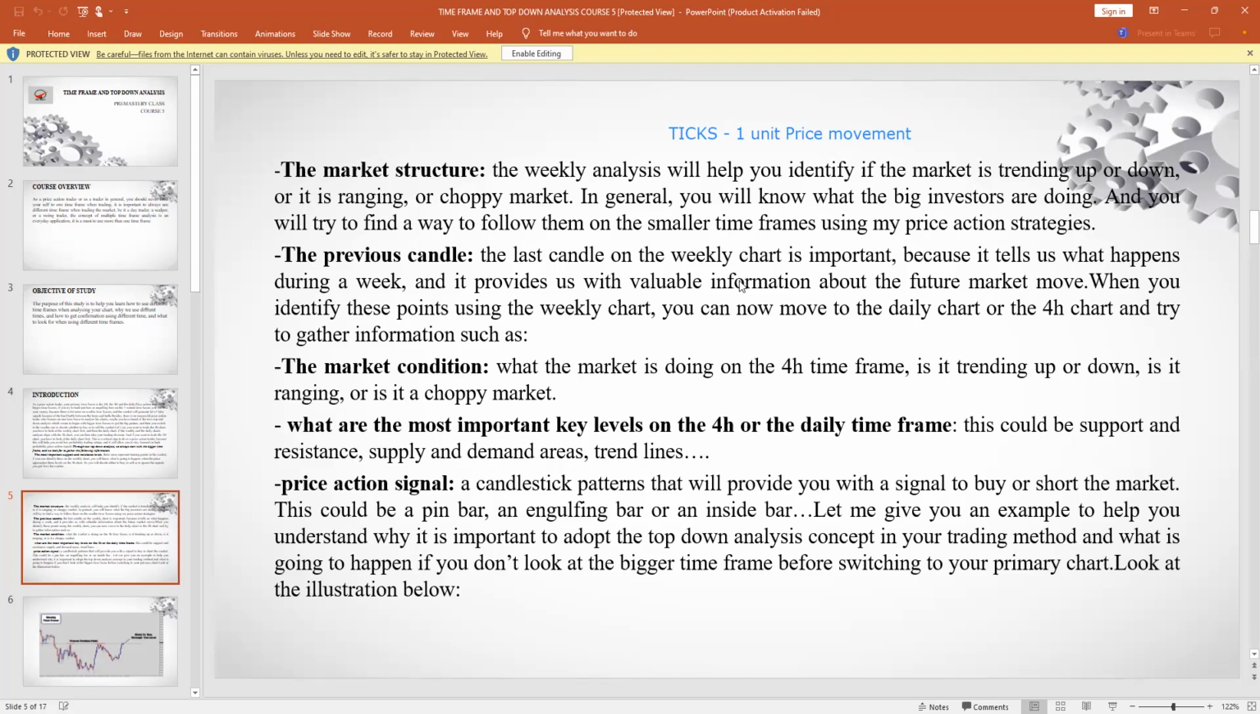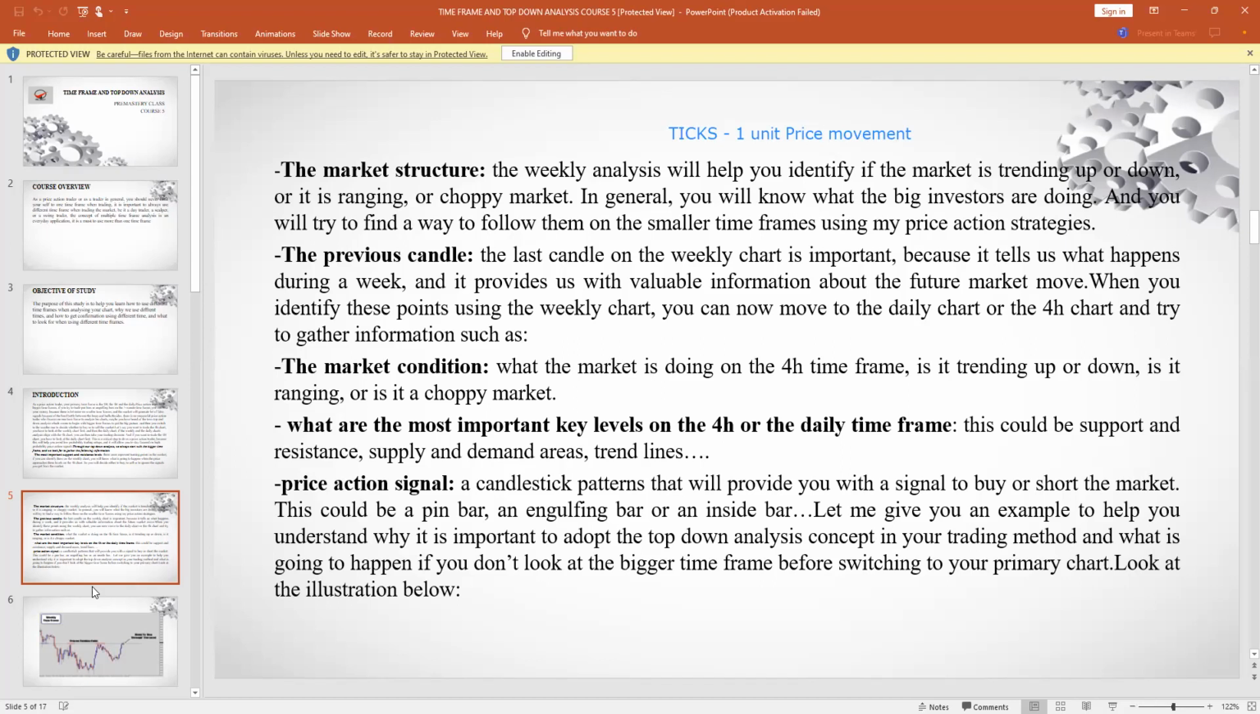Good. So some of the things that we're going to be talking about when we talk about top-down analysis: the first one we saw, the support and resistance levels. Then the next one is the market structure. The weekly analysis will help you identify if the market is trending up or down, or whether it is ranging, or a choppy market.